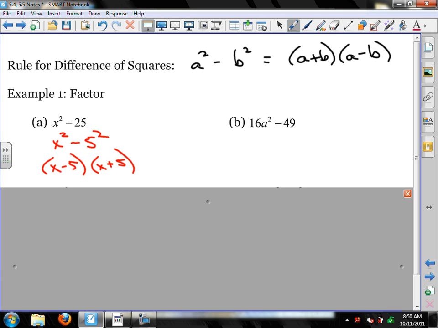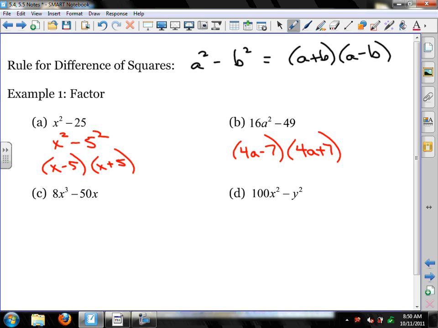It's part B. What about part B? Or a minus 7 times 4a. What about B?